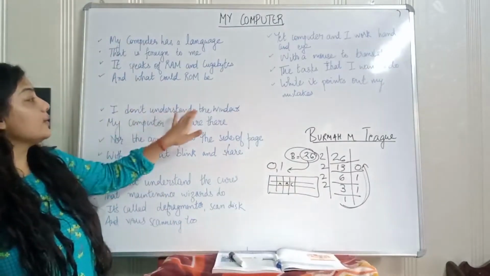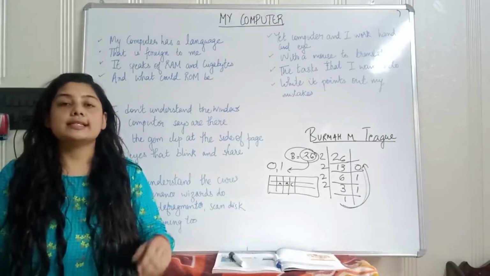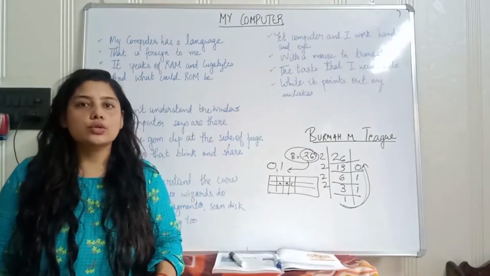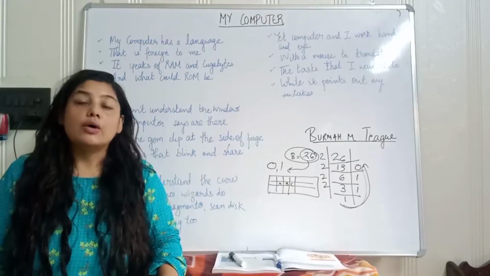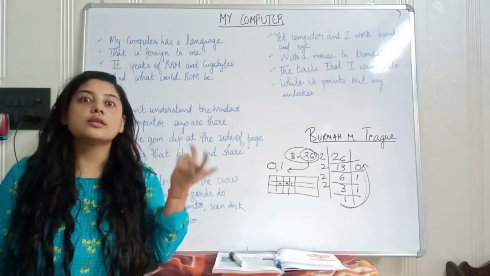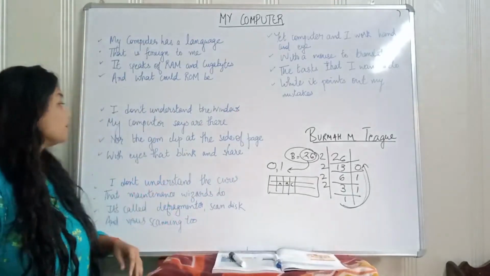I don't understand the windows my computer says are there. Now the poet is saying that the computer keeps on giving me instructions: update your windows, open your windows. Now the poet is saying, what kind of windows? The windows of the room or the windows in the system? So I'm not able to understand what windows he is talking about.